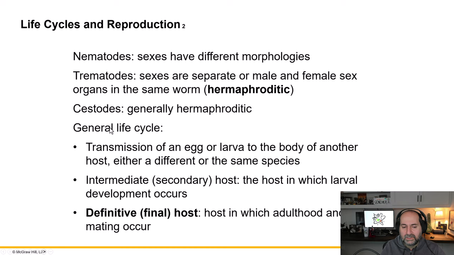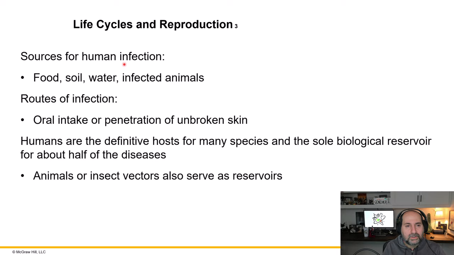Now, what are the sources for human infection? Where do we pick up these worm infections? Well, the most common is food and water. Food that has not been prepared correctly or food that's contaminated with these worm cysts or eggs. You have water that has not been treated or filtered. Soil, infected animals, especially fecal matter from animals. What are the routes of infection? Well, oftentimes, worm infections are taken in through the mouth, right? There's oral intake. However, you can have penetration of the skin as well.